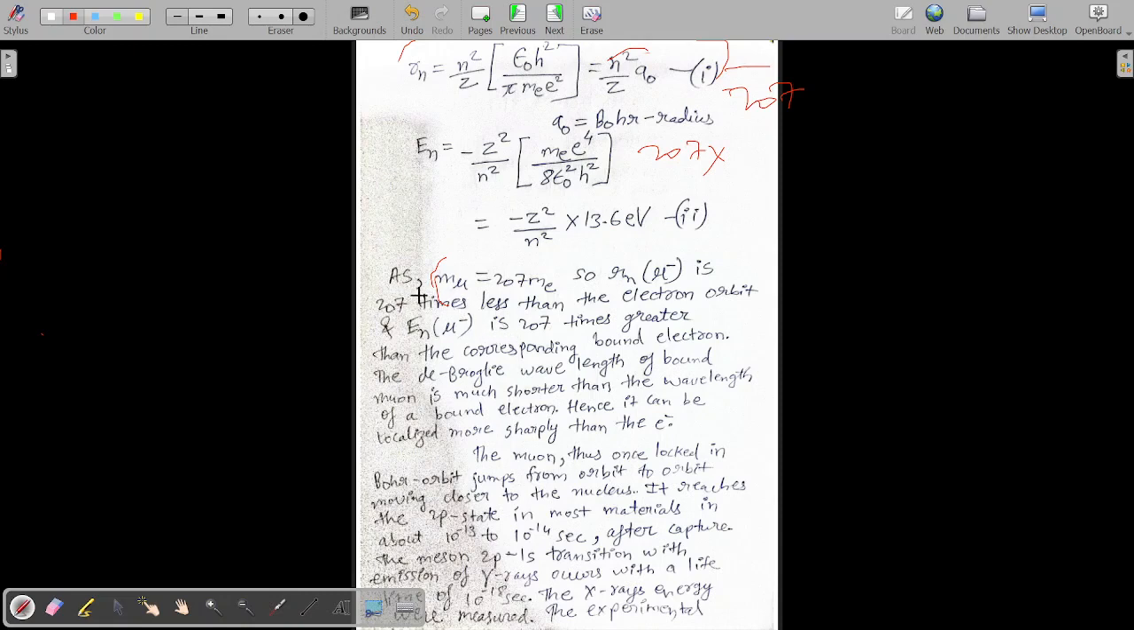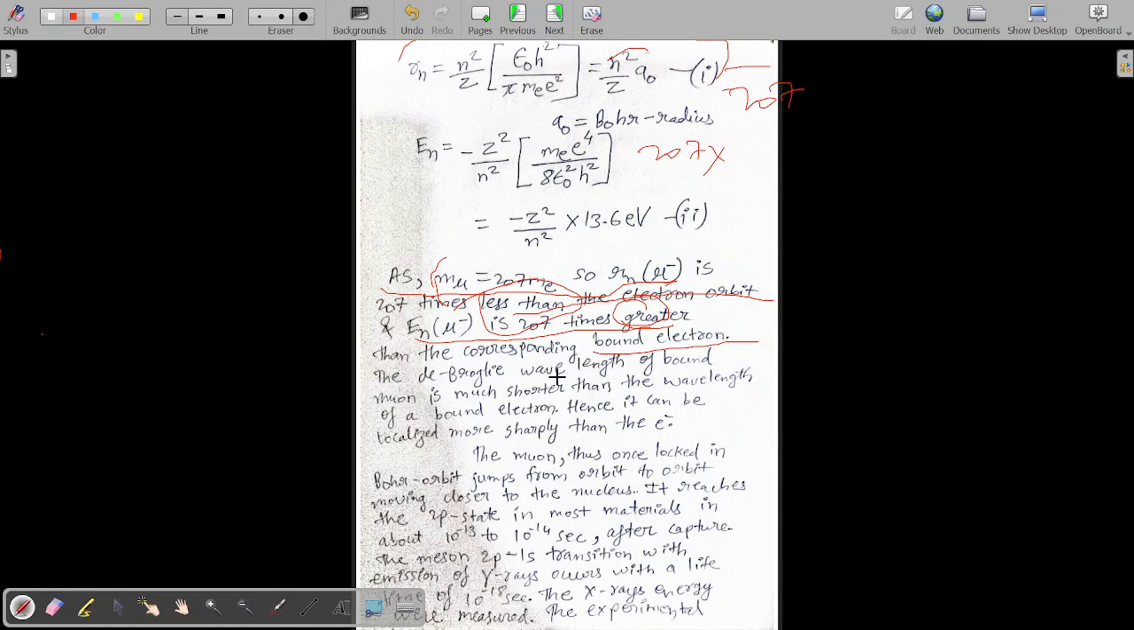So over here it is written that mu is equal to 207 times the mass of the electron. So the radius of the mu minus orbit is 207 times less than the electron orbit, and the energy of mu minus is 207 times greater than the corresponding bound electron.